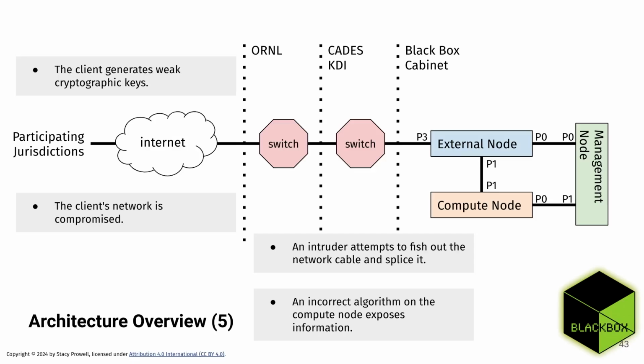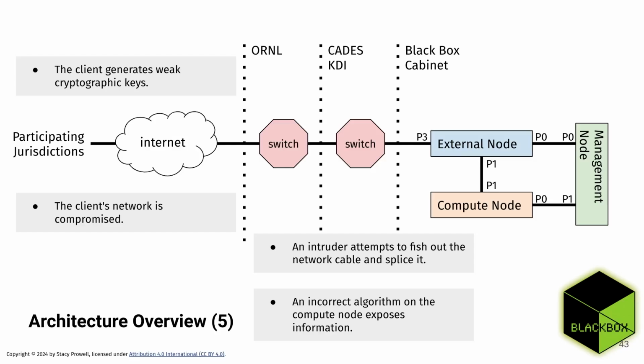The client might generate weak cryptographic keys. We didn't let them. As part of the client that we produced and sent to them, we wrote the software that generates the keys, and it generates 4096-bit RSA keys. The client's network could be compromised? Sure, absolutely could be. So the protections have to then be upstream of the client.